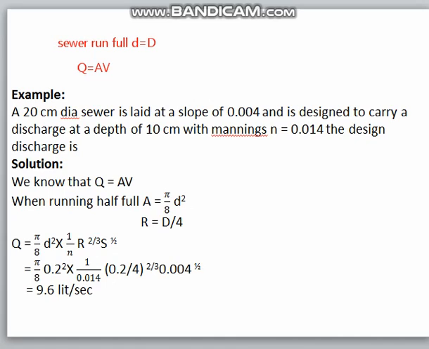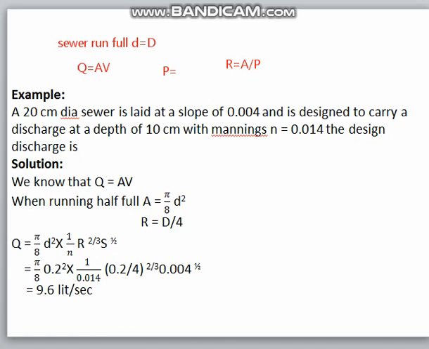Next, coming to the perimeter, that is the wetted perimeter, represented by P is equal to pi into D. Another one is the hydraulic mean radius, capital R is equal to A by P. So these are the cases we need to understand while designing the sewer.